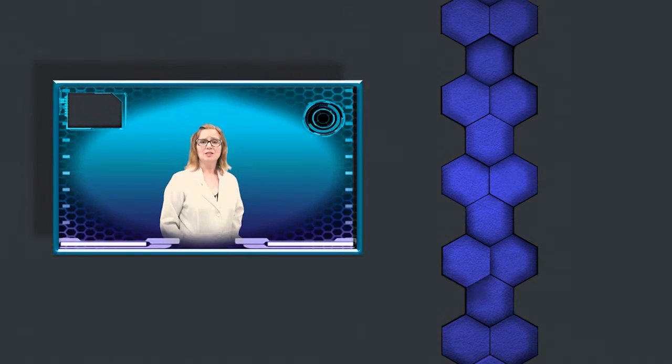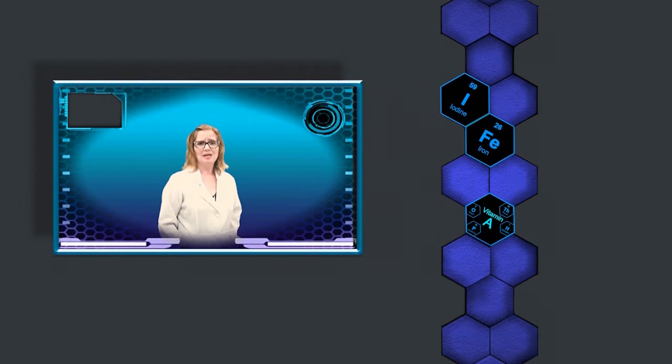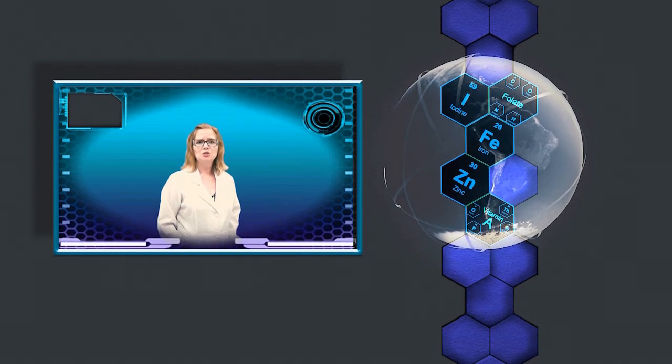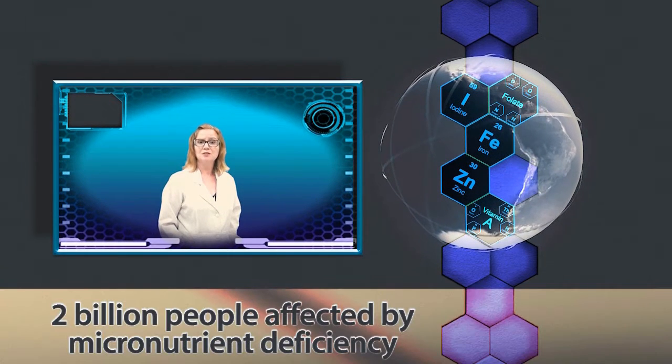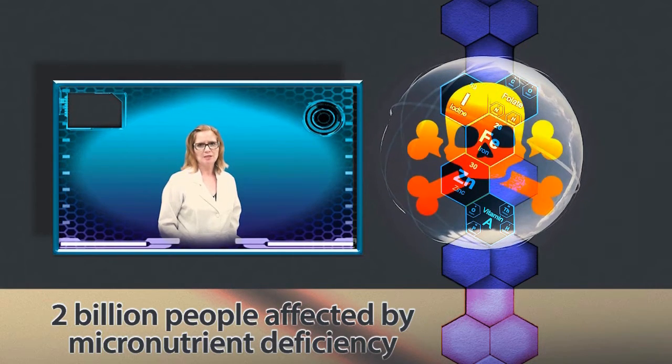There are 27 essential micronutrients that our bodies need to survive. Among them, the most important of these are iron, iodine, vitamin A, zinc, and folate. Globally, more than 2 billion people are affected by a deficiency in these micronutrients, which can lead to devastating consequences.